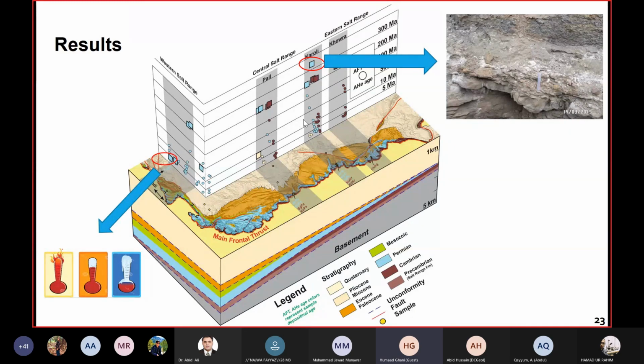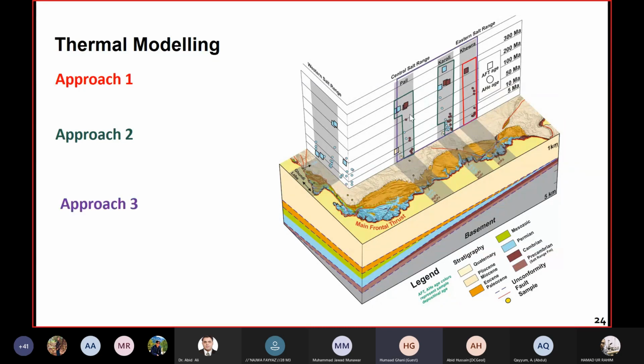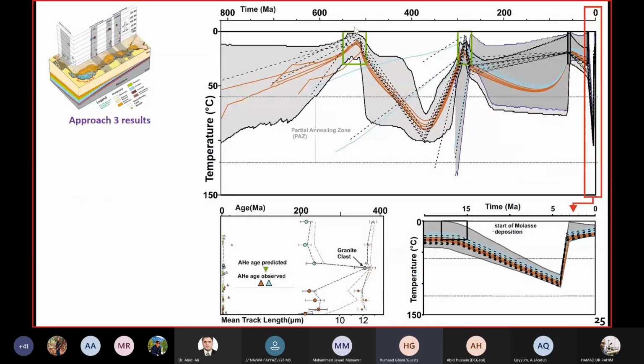So now coming to the thermal modeling on top of it to constrain the time-temperature history. What I did is that I thermally modeled these samples individually and then combined them together, and then all of the samples together in one thermal model. So what you see in the result is that these Cambrian samples, when they came into the basin at around 550 to 500 million years in the Cambrian time, they were deposited, and then they were heated to temperatures of 80, 90 degrees, and then they were exhumed.